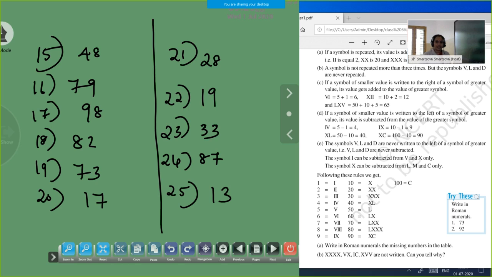These normal numbers are known as what, children? Normal numbers are known as Hindu Arabic numbers. In daily life, we are using Hindu Arabic numbers. Then you have to convert this Hindu Arabic number to the Roman number, okay? If you want, you can make the column like that. This is the Hindu Arabic number. You have to write the Roman number. Okay? You can make the column and do it.